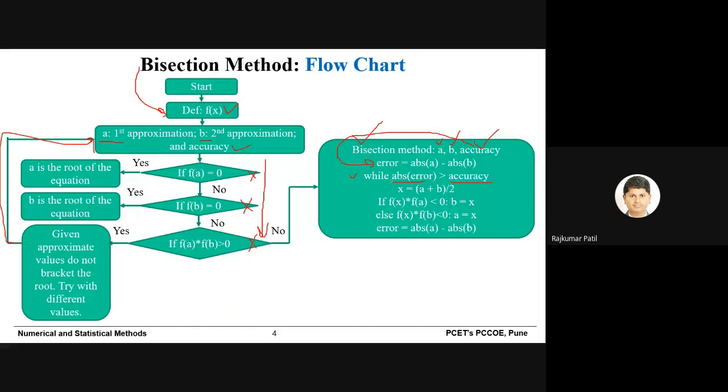And once we enter into the while loop, first of all, the next iteration is calculated, x is equal to a plus b divided by 2. This is the formula of bisection method. Then we will check if f of x into f of a is less than 0. If this condition is true, then we say that root lies between x and a, and that's why we assign a new value to b, which is equal to x. Therefore, ultimately the equation will become root lies between a and b.